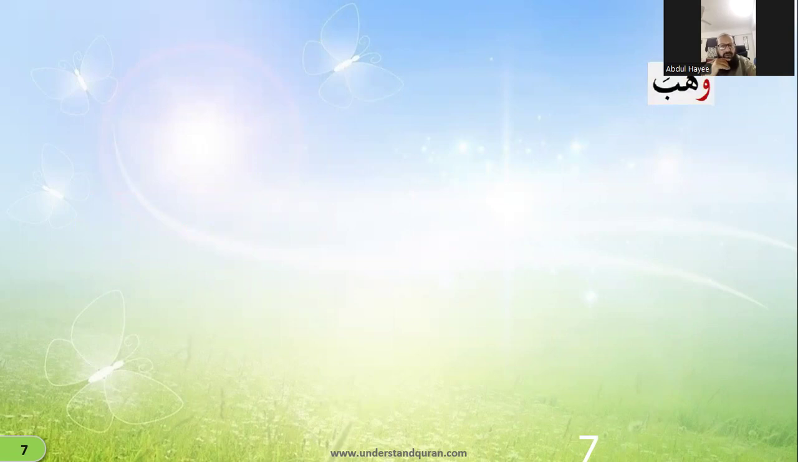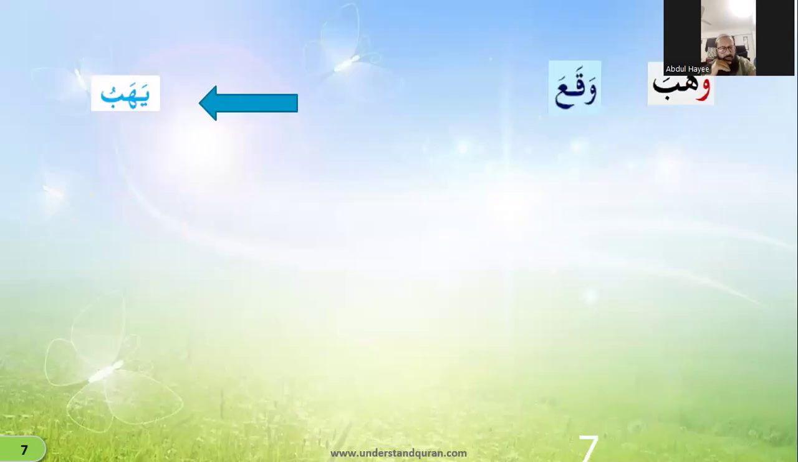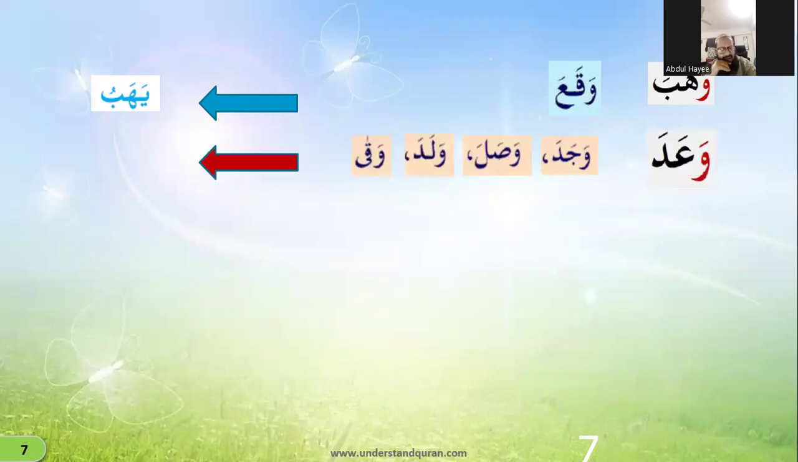Suppose this is wahaba. There is another verb coming on that pattern called waka. What is the mudari? Wahaba, yahabu. Wa'ada. There is another word. Wajada, wasala, walada, waqa'a. They are coming on the pattern of wa'ada.